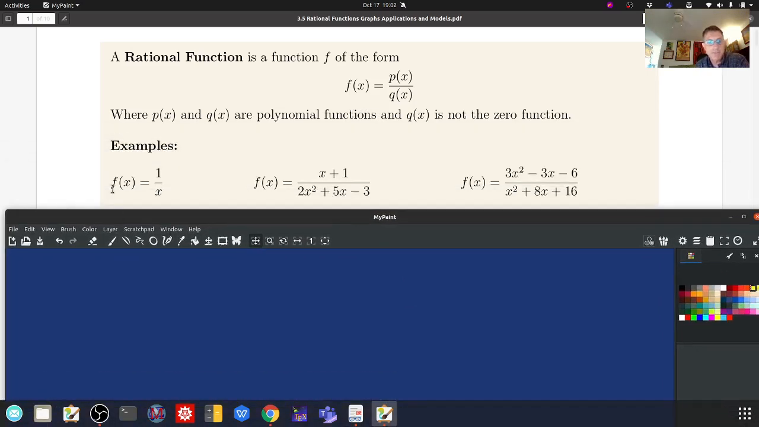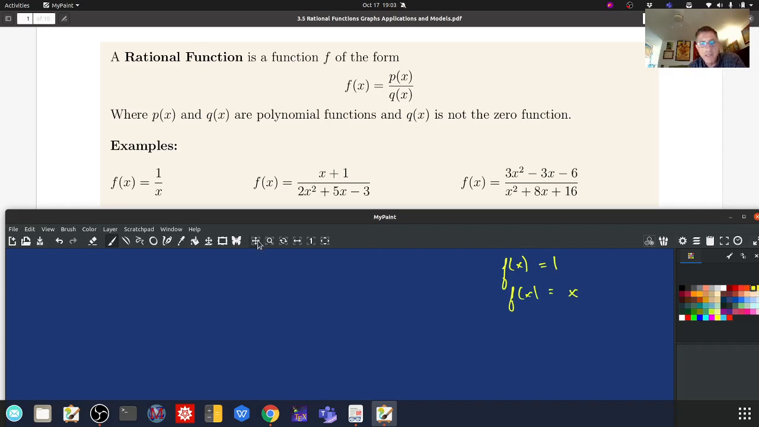So here are some examples. f of x is equal to 1 over x. f of x is equal to x plus 1 over 2x squared plus 5x minus 3. f of x is equal to 3x squared minus 3x minus 6 over x squared plus 8x plus 16. So notice that in each one of these examples I'm giving you, we have the function defined as the ratio of two polynomials. Notice that the 1 is the constant polynomial. So there's no problem with the first example. And clearly, the x is a very simple degree 1 polynomial.